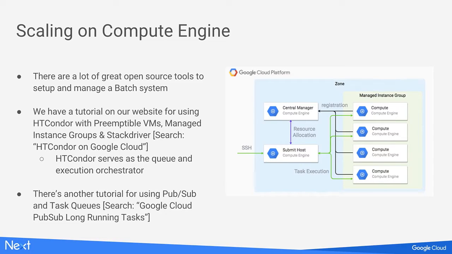Okay, this is, I believe, my last slide: scaling on Compute Engine. This is also in the spirit of trying to avoid building this stuff yourself as much as you can. It gets complicated pretty fast. We have a great solution, which is a tutorial on our website called HTCondor, scaling on Google Cloud with HTCondor. Search for HTCondor on Google Cloud, and you will find a tutorial and a solution that teaches you how to use HTCondor, an open source batch management application that lets you build batch solutions on Google Cloud relatively straightforwardly, and takes advantage of preemptible VMs as well.